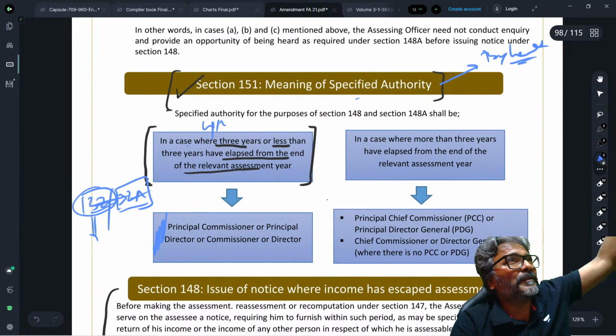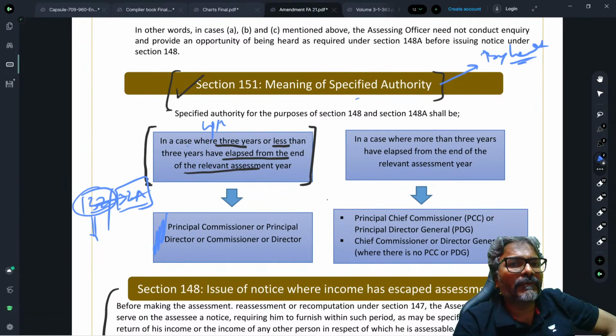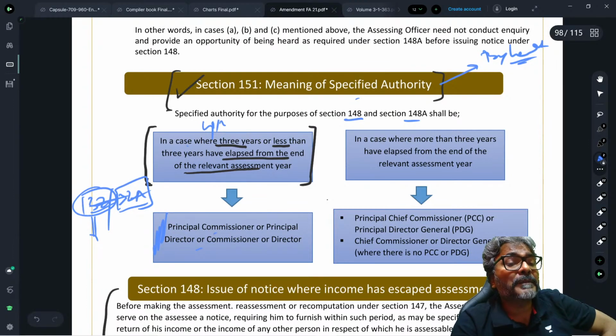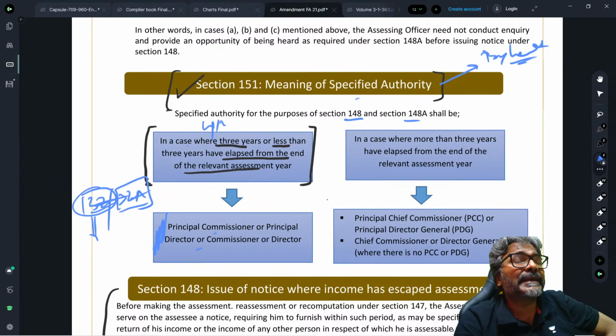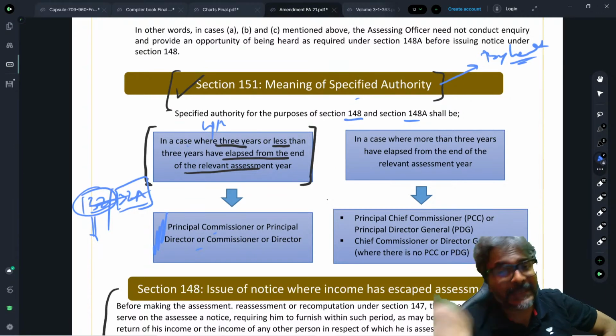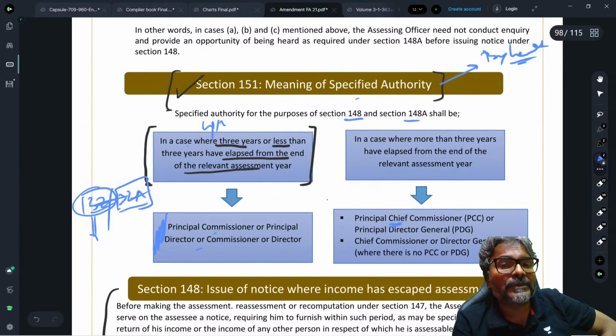So from the relevant assessment year, you want to give the notice under 148 or 148A, as the case may be. If up to 3 years that notice has to be issued, then the approval that has to be taken by the assessing officer has to be from the principal commissioner or principal director, or commissioner or director, as the case may be. But if it is for more than 3 years, then it is principal chief commissioner or principal director general, or the chief commissioner or the director general, as the case may be.